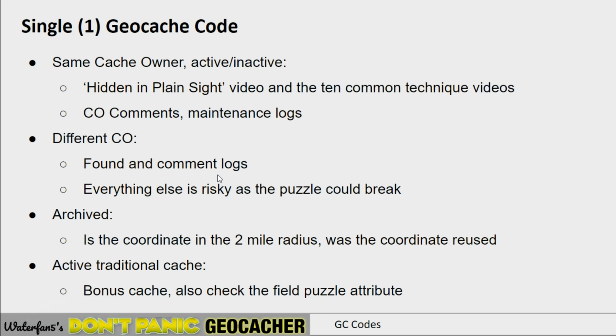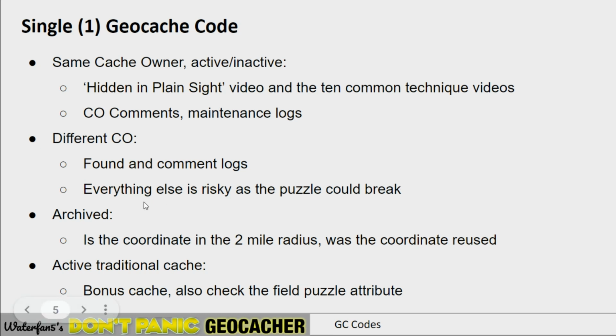Anything else that they put in there could be potentially risky because the original CO of that referenced cache may change something and so potentially break their mystery cache. So the safest one is to use the find in the comments, but it's certainly not unheard of that other things are used.